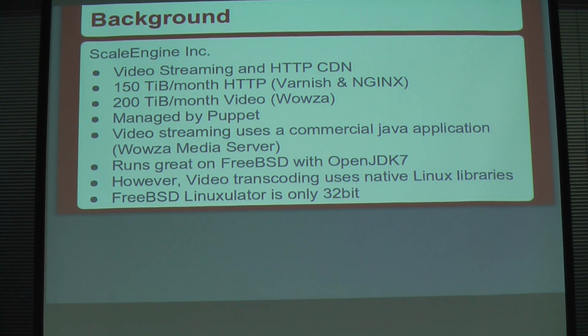So at ScaleEngine, like I said, we do HTTP delivery and video streaming. We do about 150 terabytes a month of HTTP. A good portion of that now is all of the mirrors for PCBSD, the ISOs and the packages, and that bumped up the traffic quite a bit. And then we do about 200 terabytes a month of video, live and on demand. And then we manage all of our servers with Puppet.